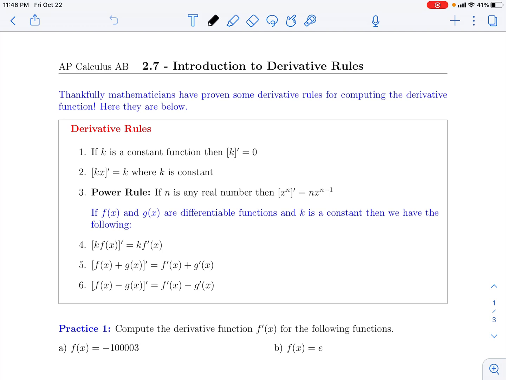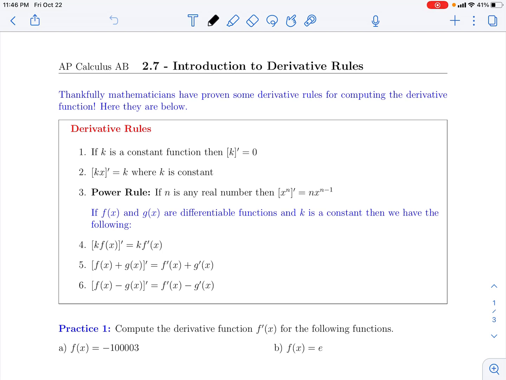But we also had the limit definition of the derivative function, to find the actual derivative function for a given function. And a lot of the times, limits are nice and beautiful, but it takes a while to get the actual answer. A lot of computation is going on there. So thankfully, so we don't have to keep doing a lot of those computations, mathematicians have proven some derivative rules for computing the derivative function.